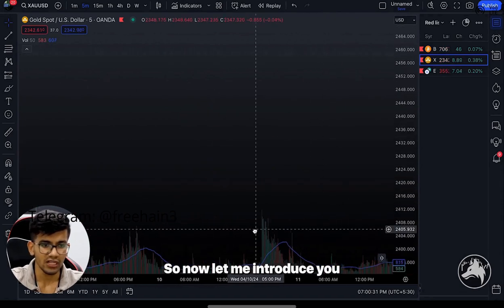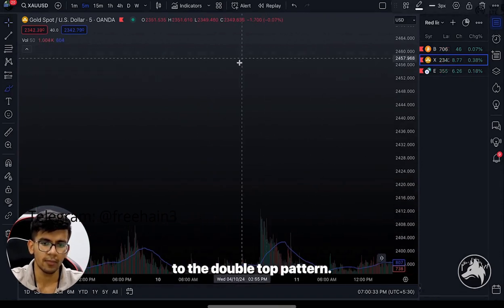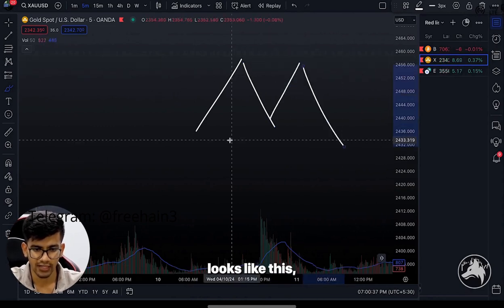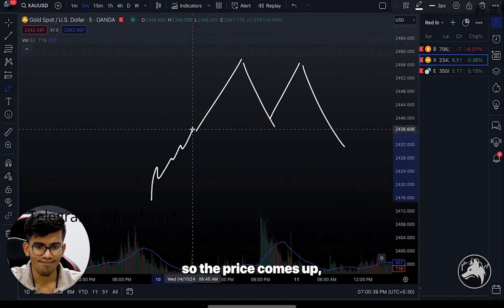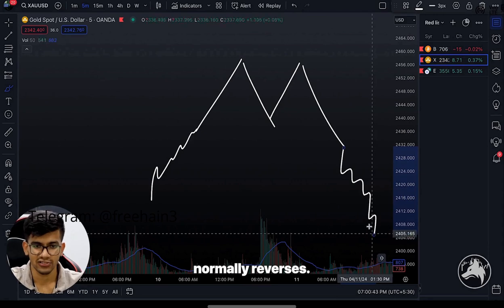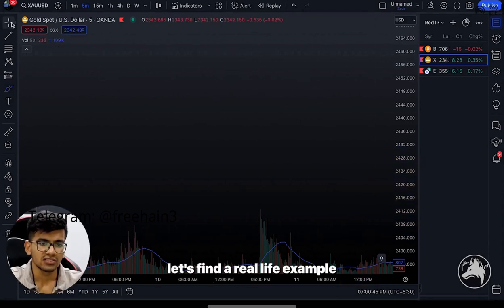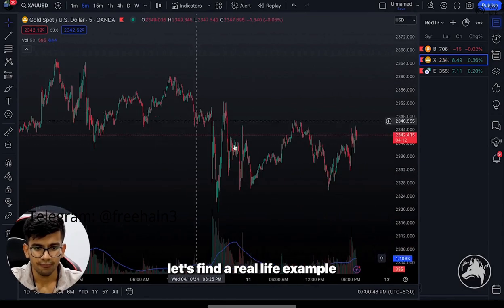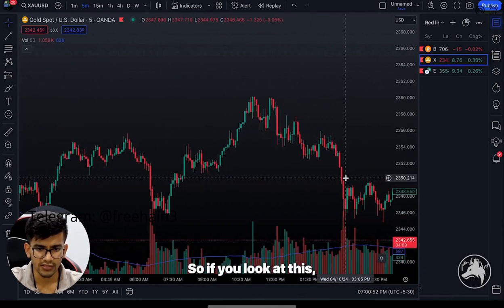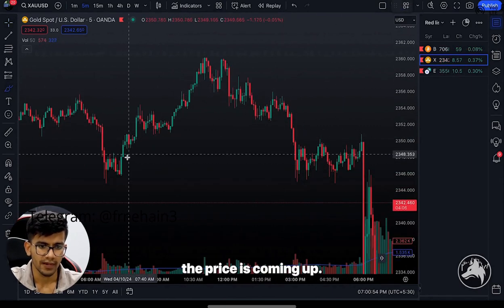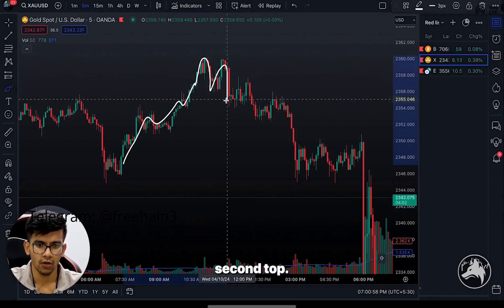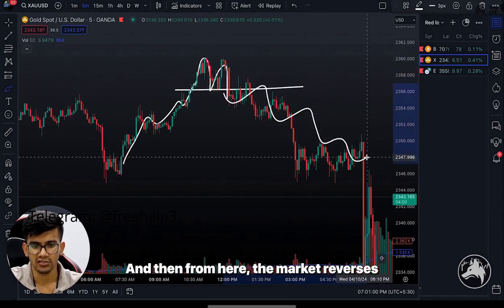So now let me introduce you to the double top pattern. Now, what is a double top pattern? The double top pattern is something that looks like this. So the price comes up, makes a double top, and then the price normally reverses. Now, let's find a real life example of a double top pattern. Okay, here it is. So if you look at this, the price is coming up, makes one top, second top, and then from here the market reverses and starts going down.